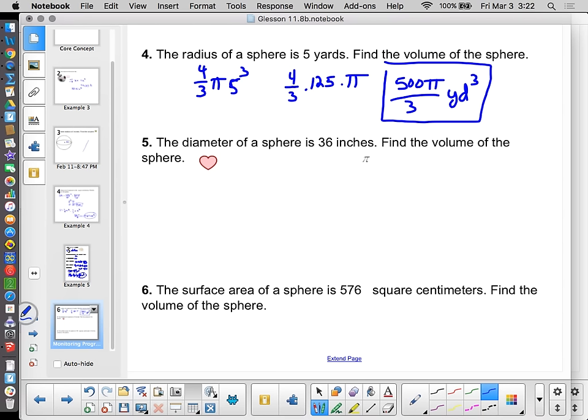The diameter of a sphere is 36 inches. Find the volume of the sphere. This is your final Ed Puzzle question. Final one. Give it a shot. You better get it right.